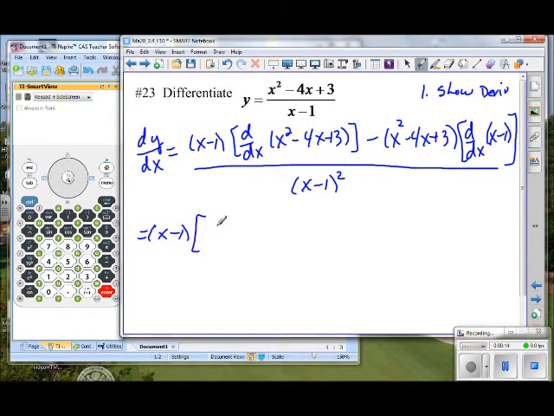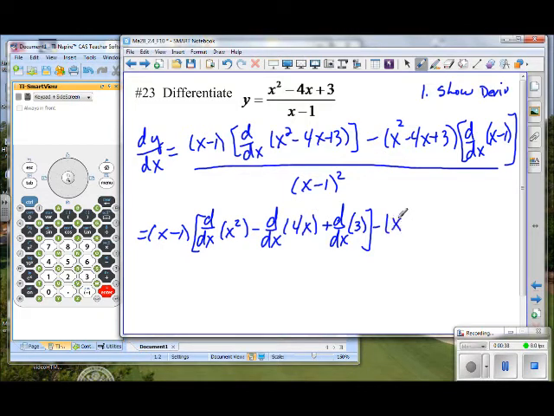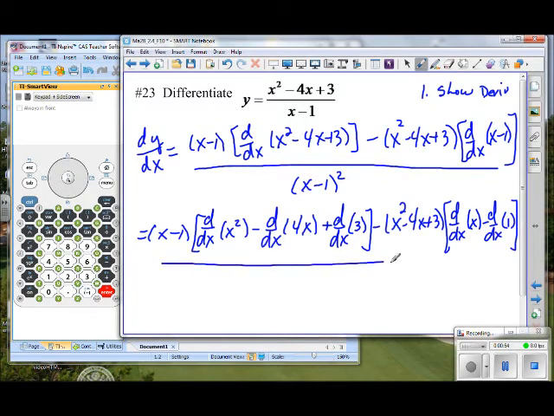to take in here. So we have the derivative with respect to x of the x squared, minus the derivative with respect to the input variable x of the second term, 4x, plus the derivative with respect to x of our constant value 3, minus, so we're at the subtraction sign here, x squared minus 4x plus 3 times the derivative with respect to x of x minus the derivative with respect to x of 1, all of that divided by the square of our denominator.